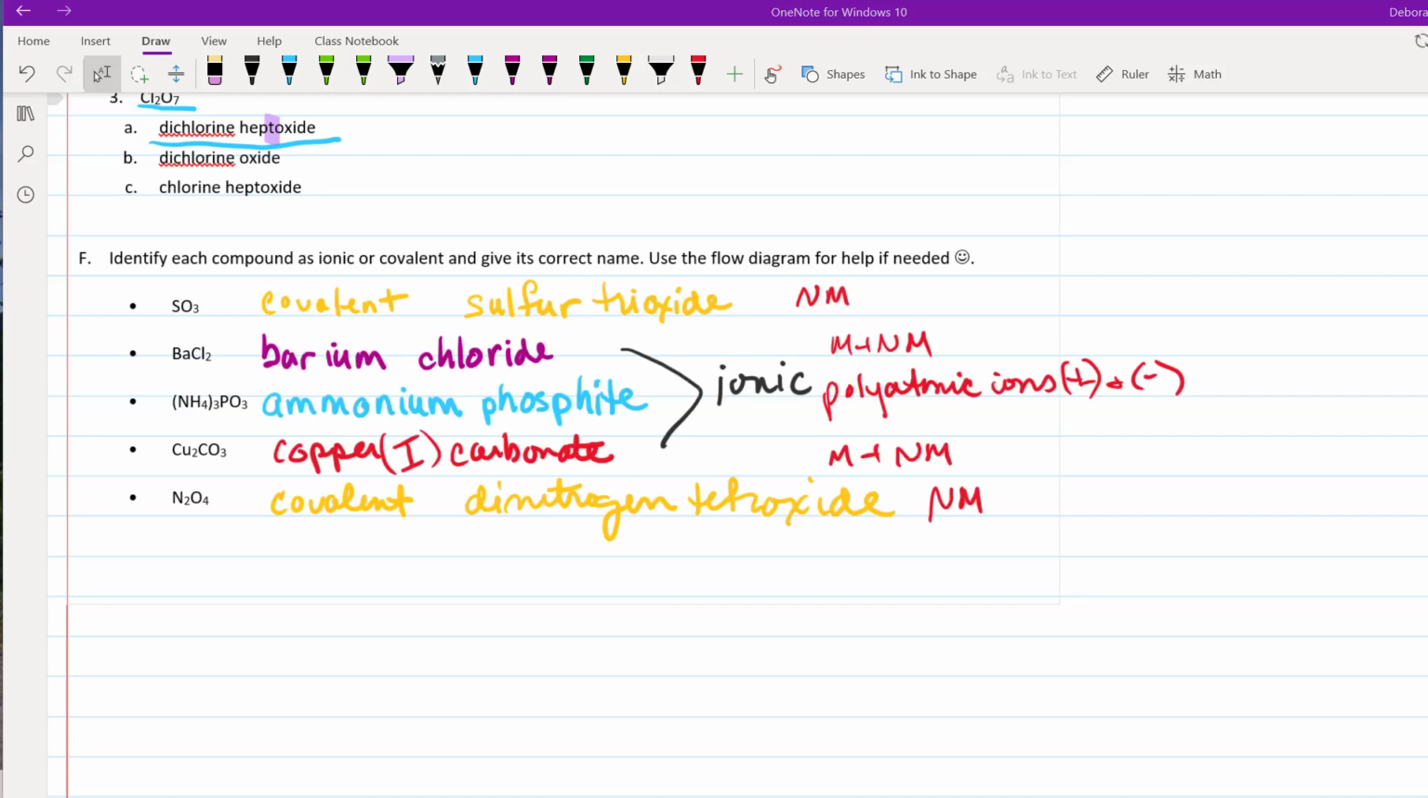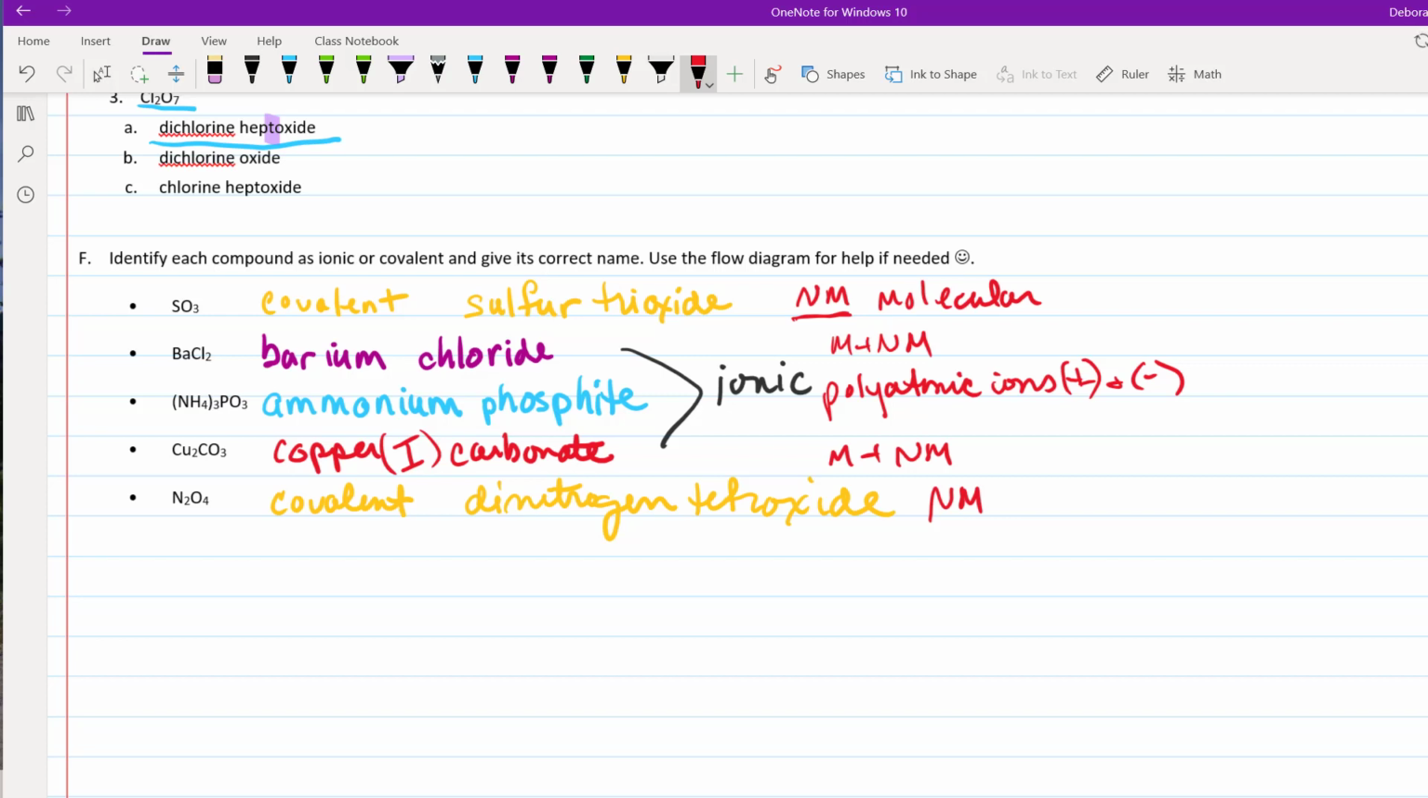All right, let's check your answers on this set. There were only 2 covalent compounds, molecular compounds in your list, the first one and the last one. And they're written in that gold color. SO3 is sulfur trioxide, and again, they're only nonmetals, which makes them molecular. Barium chloride is a metal plus a nonmetal. It doesn't require a Roman numeral because barium is a group 2A metal. Ammonium phosphite is named ionically because the polyatomic ions are positive and negative, respectively.